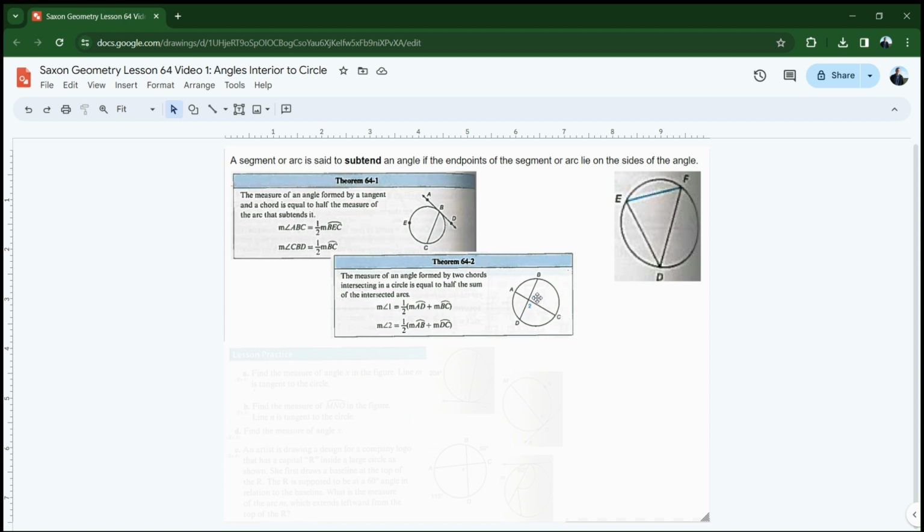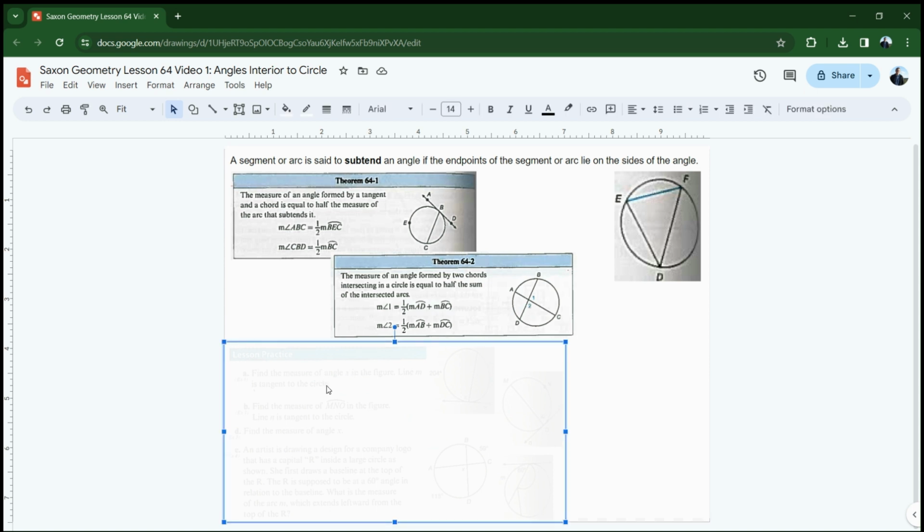Wait a second, what about the angle opposite angle 1? Well, that is a vertical angle by the definition of vertical angles. So we know that it's going to have the exact same measure because it has the exact same set of intercepted arcs. For angle 2, we would use the arc of AB plus the arc of CD, add those together, divide by 2, and now we have the measure of angle 2.